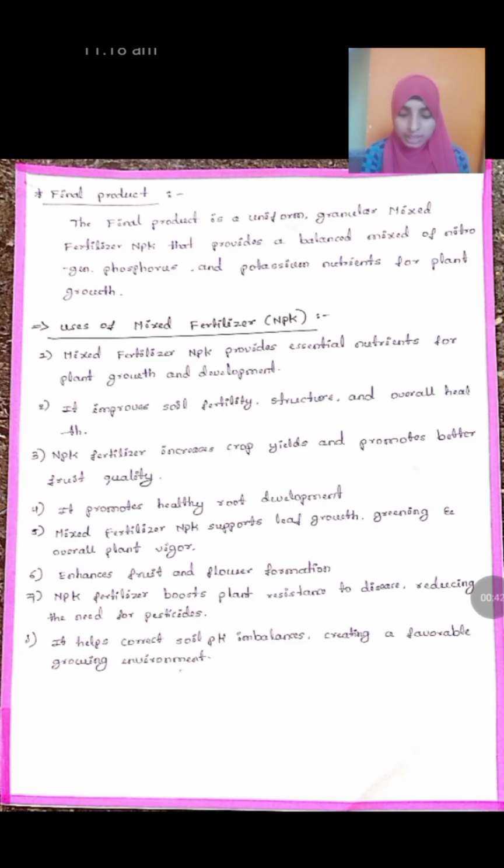Sixth one is enhanced fruit and flower formation. Seventh one is NPK fertilizer boosts plant resistance to disease, reducing the need for pesticides. Eighth one is it helps correct soil pH imbalances, creating a favorable growing environment. This is all about the manufacture and uses of urea, calcium ammonium nitrate, ammonium phosphate and superphosphate of lime, and the manufacture and uses of mixed fertilizer NPK.